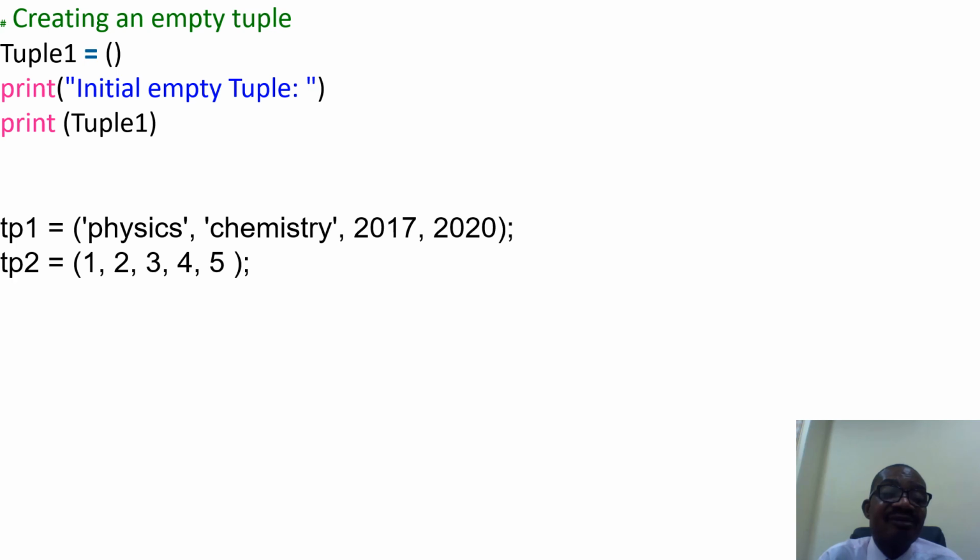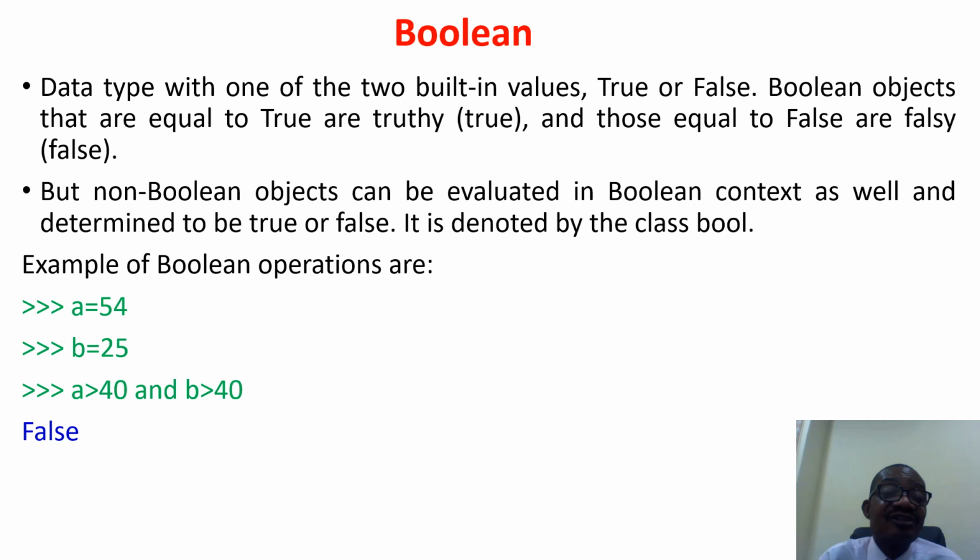If you want to create a tuple with different data types, you can have them inside one tuple. Here we have physics, chemistry, 2017, 2020. You can have different data types in a tuple. You should also know that, as I said, tuples are immutable. They don't change.